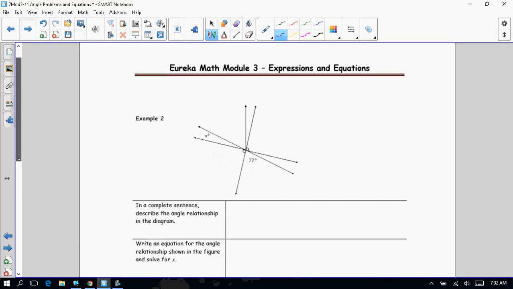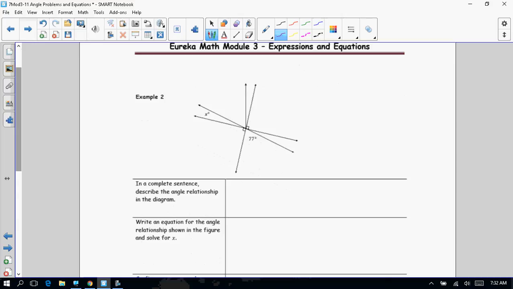All right, so let's see. What are some things I noticed in example 2? Well, I see 90 degrees, right? And those both happen to also be vertical angles to each other. What else do you see?